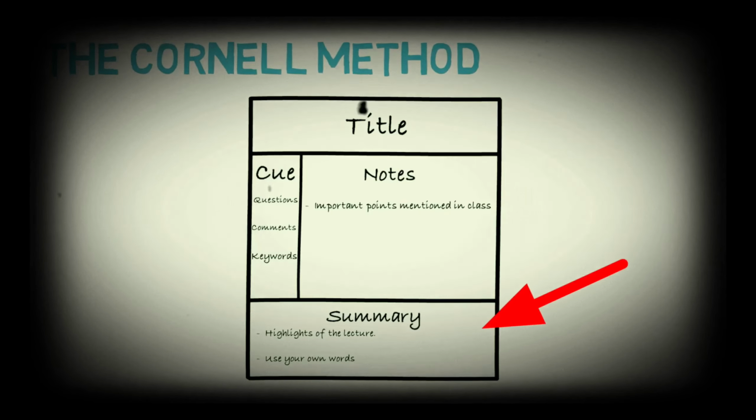Finally, at the bottom of the page, create a summary section. This is where you write a brief summary of the entire page's content. It helps you reinforce your understanding and provides a quick overview of the key points. Remember, the Cornell method encourages active engagement and makes reviewing easier. Give it a try and see how it improves your note-taking skills.